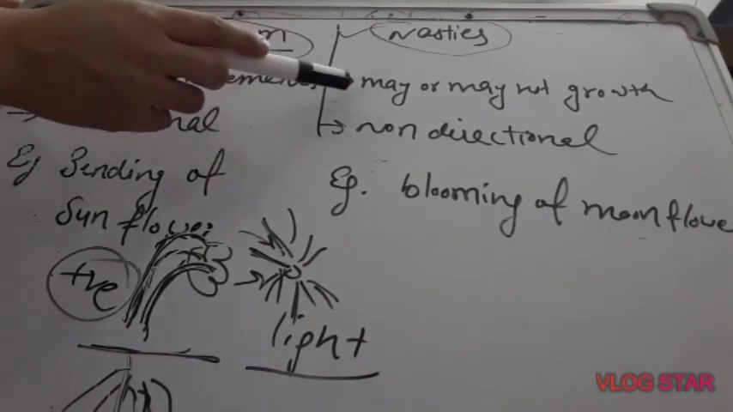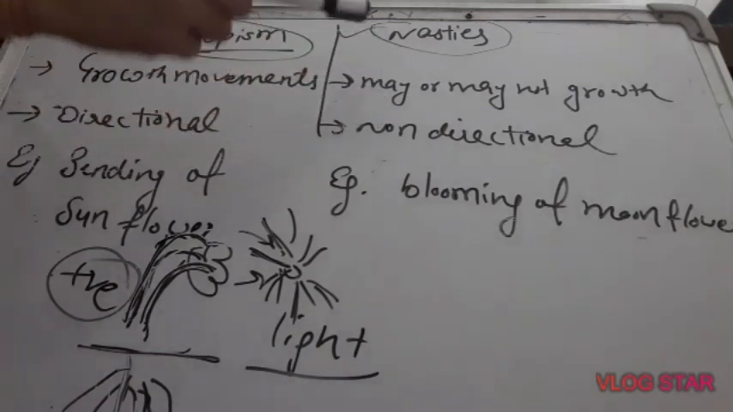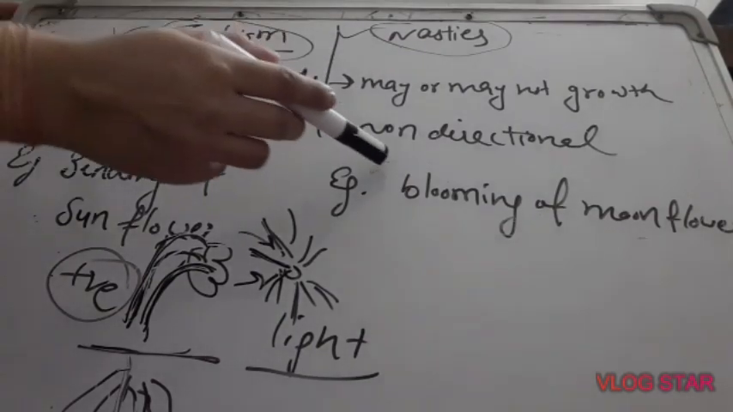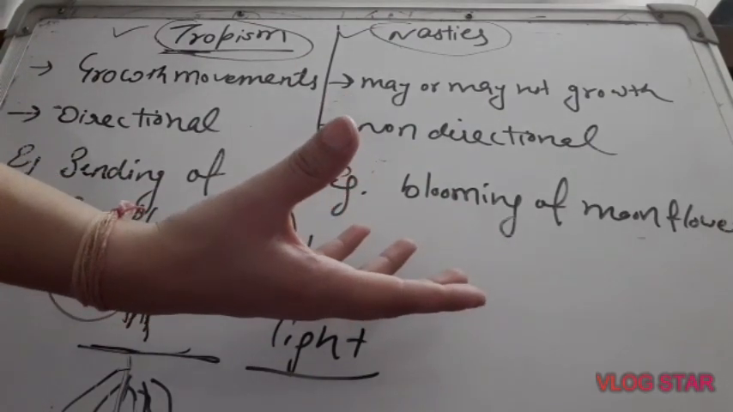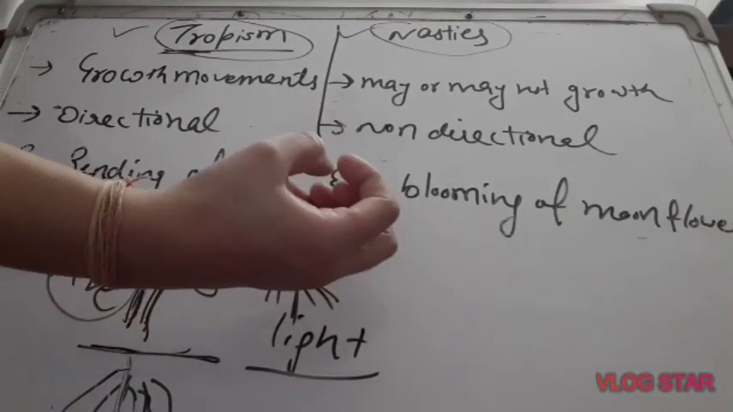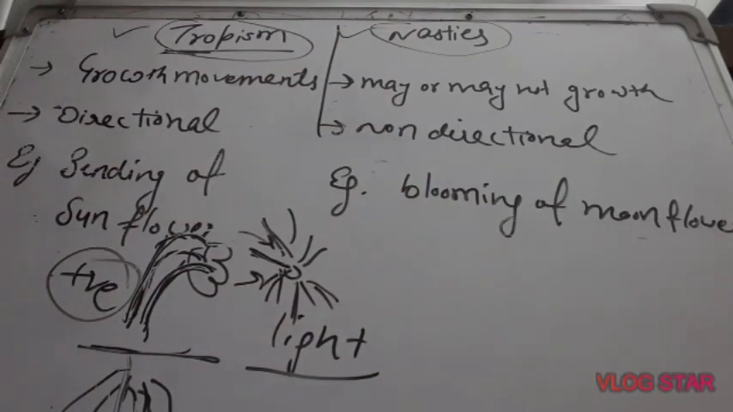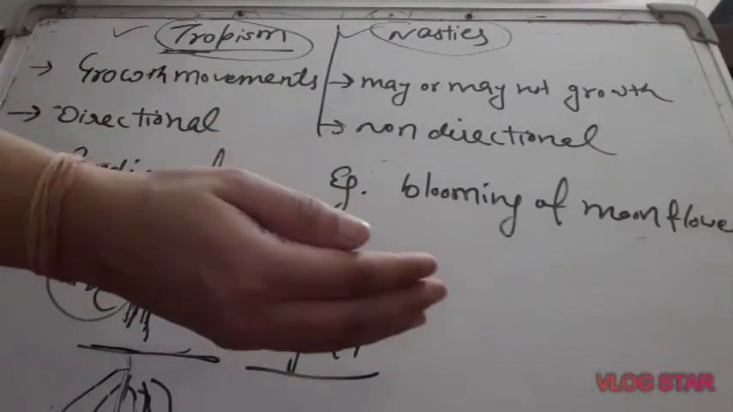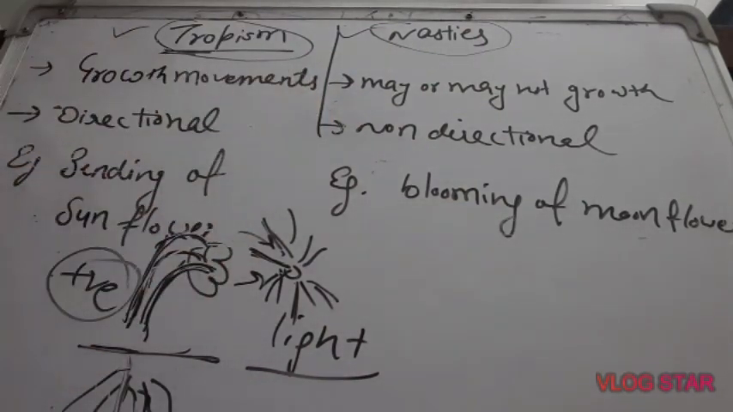But nasties may or may not be growth movements. They can show growth or they cannot. Here you can take the example of the moonflower. When the moonflower opens its petals in the evening or in the absence of light, its petals also grow in size. But let us take another example, the touch-me-not plant. We'll study it in detail later. When the touch-me-not plant receives the stimulus of touch, it doesn't show any growth.